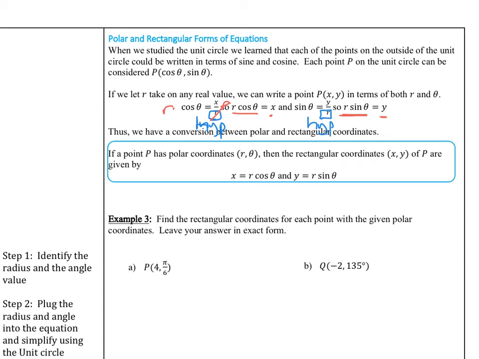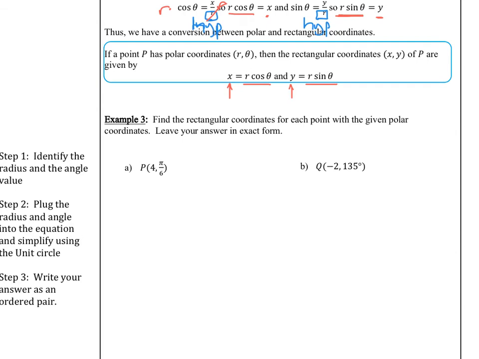So if we want to go from polar coordinates to rectangular coordinates, we're just going to multiply our r value times the cosine of our angle to get the x, and then the r value times the sine of the angle to get our y. You're just going to kill it. This is going to be no problem for you.